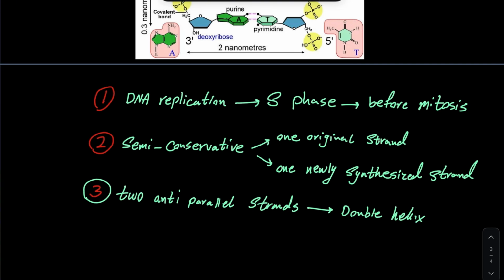Complementary base pairing ensures accurate copying, with adenine pairing with thymine and cytosine pairing with guanine. Understanding these concepts provides the foundation for everything that happens during DNA replication.